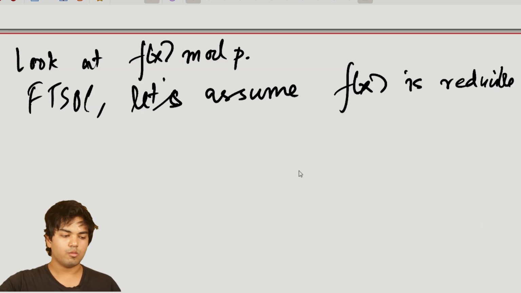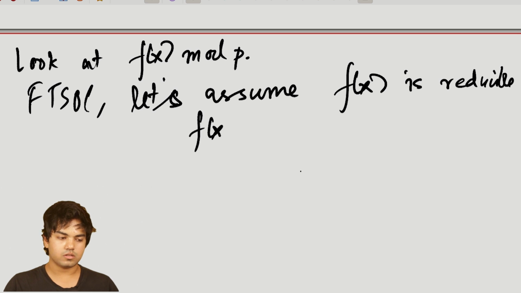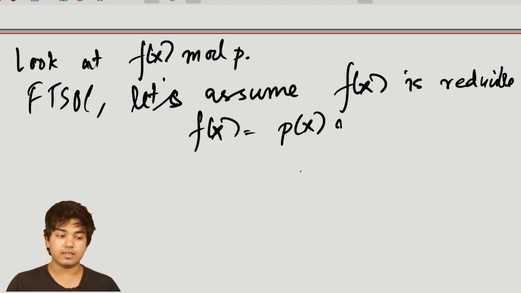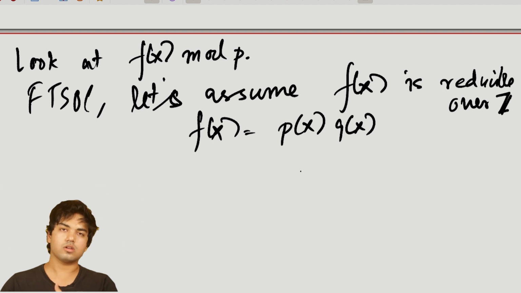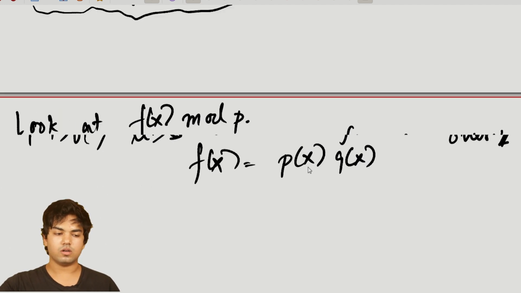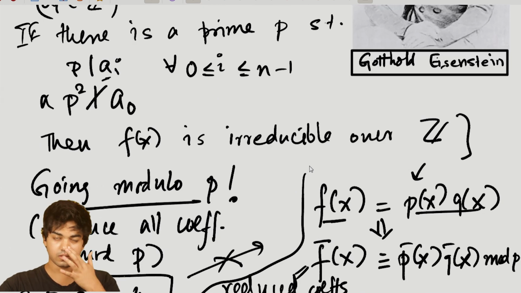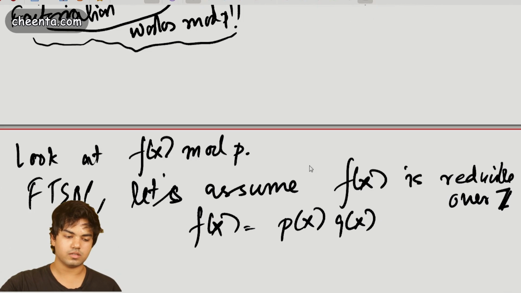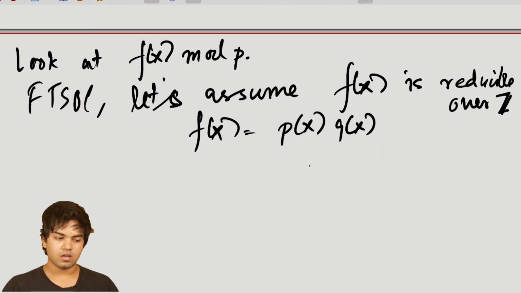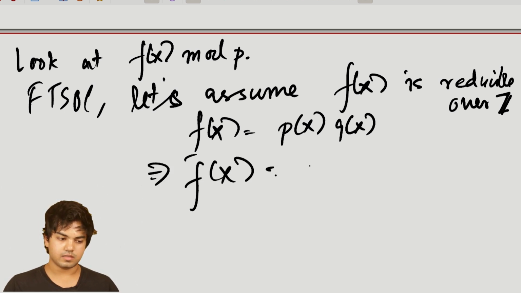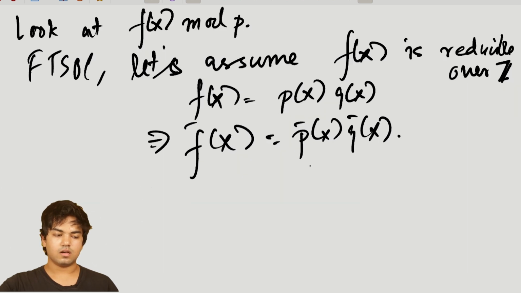Let's assume, which implies I can write it as a product of non-constant polynomials over the integers. So say it's reducible over Z, right? That's the actual contradiction to our original claim. We claimed that it was irreducible, so say it's reducible for the sake of contradiction. f(x) is equal to p(x) times q(x). Now I reduce this equation modulo p. f bar(x) is p bar(x) times q bar(x), right?